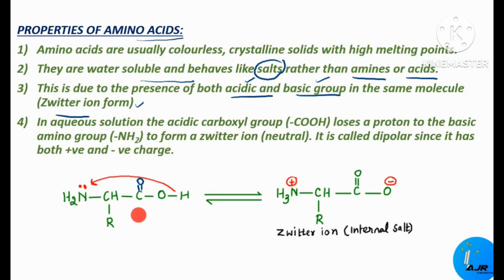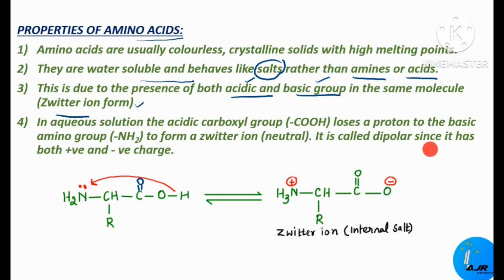See, this is an amino acid. NH2 group is there, this is an alkyl group, CHCOOH. What is happening here? The proton present in the carboxyl group moves to the NH2 group, the amino group, so that it gets a positive charge. It becomes NH3 plus and the carboxyl becomes minus. So this is a neutral compound now. We have both plus and minus. It is dipolar. So this is called a Zwitter ion.